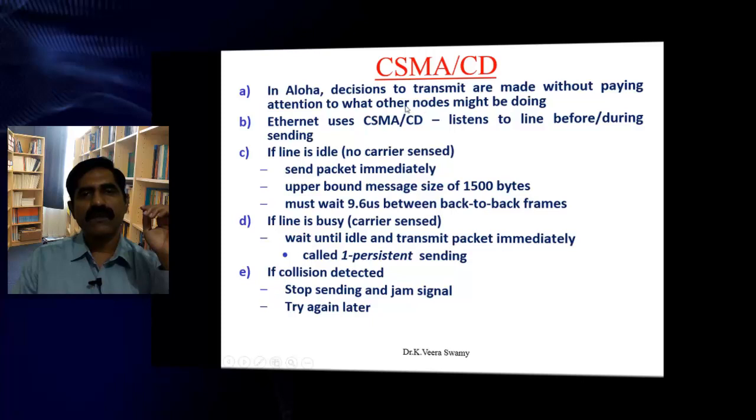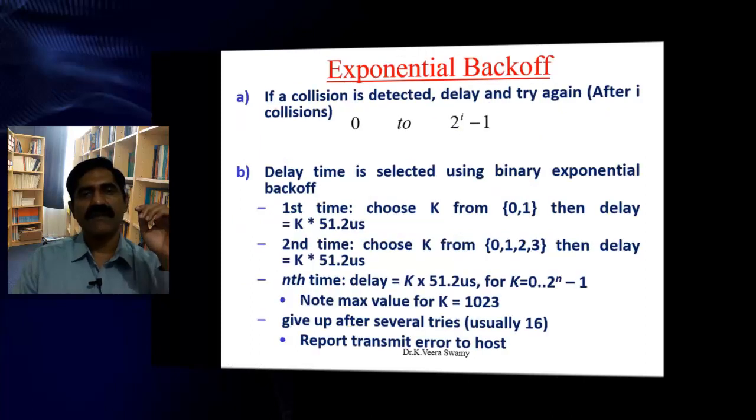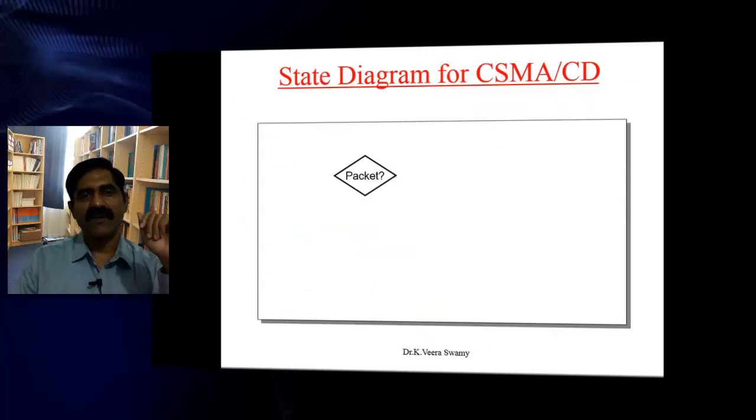So basically, CSMA/CD, as we have already seen, is the one persistent protocol with collision detection possibility. If a collision happens, we have discussed the exponential backoff algorithm. Now we will see the state diagram.